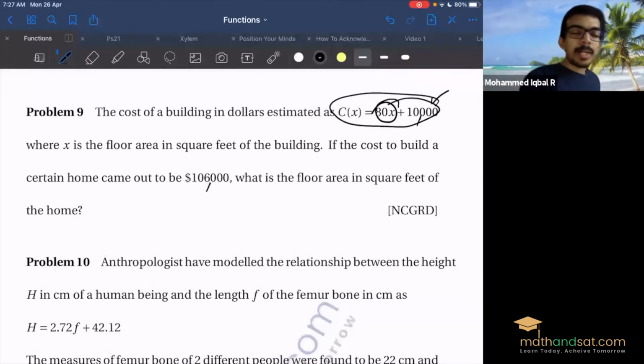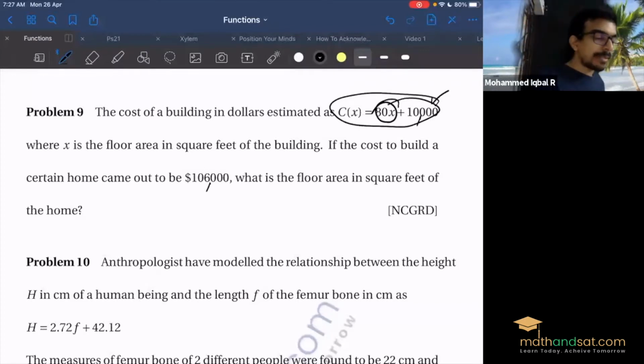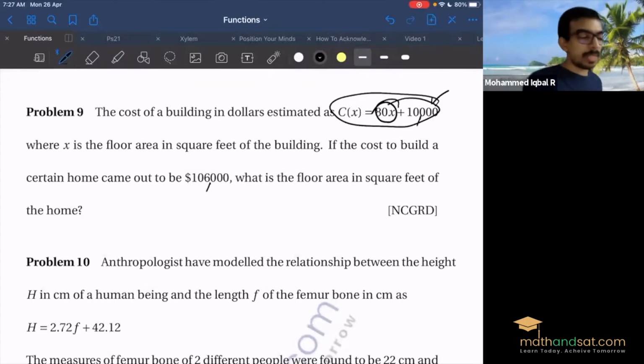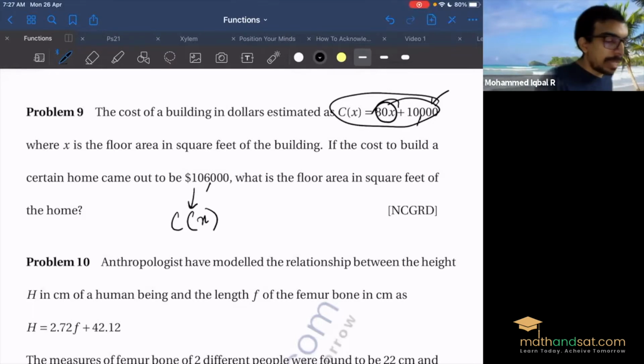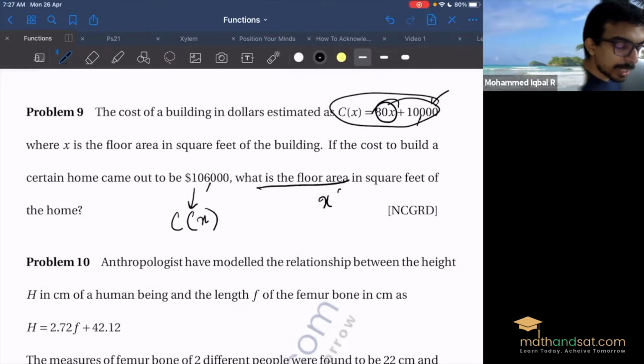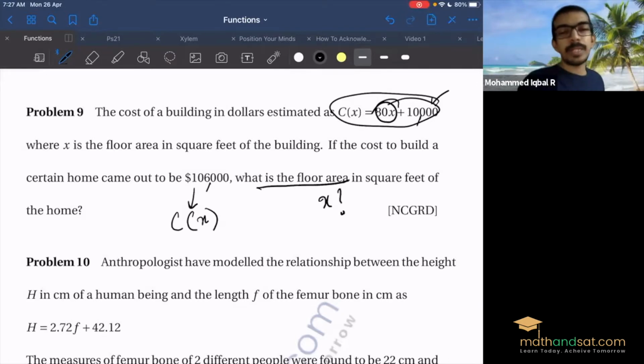The only thing asked in the question is, if the cost to build a certain home came out to be 106K, so the C of x for a certain value of x is given, then what is the floor area? What is the corresponding x value? That is the question. If C of x is given, what is the x value?